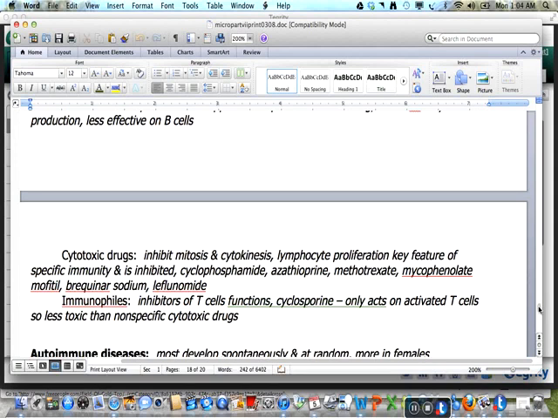The immunophilins are inhibitors of T cell functions. Cyclosporin acts only on activated T cells, so it's less toxic than the nonspecific cytotoxic drugs.